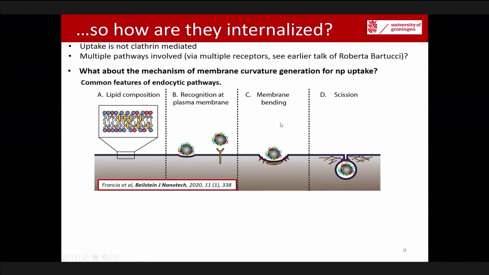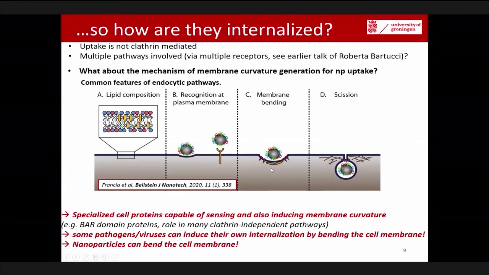So let's forget what we know about all these other mechanisms of uptake. What can we say about the mechanism of membrane curvature generation in nanoparticle uptake? Nanoparticles are big, and they are known to be capable of bending the cell membrane, and we know that cells have different mechanisms to sense membrane bending and assist membrane curvature during uptake. So we were interested in studying the role of these curvature sensing proteins in the uptake of nanoparticles, knowing that particles are big and can bend the cell membrane.